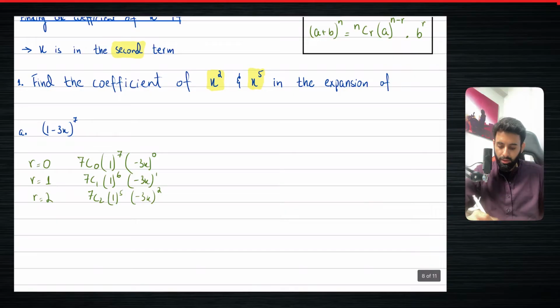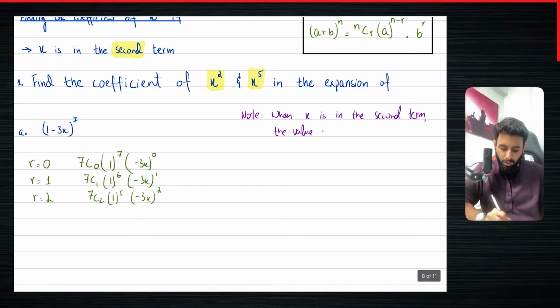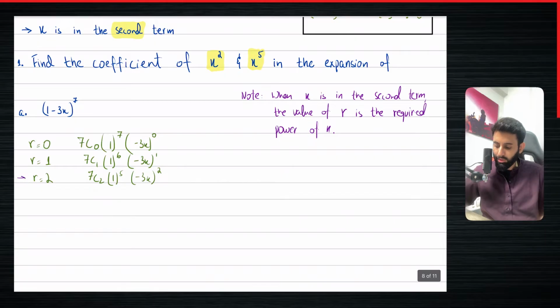And now we're going to write a special note. When x is in the second term, the value of r is the required power of x. And that's it. The value of r is the required power of x. So like I said, if you want the coefficient of x squared, that means the required power of x is 2, so you just plug in r as 2.